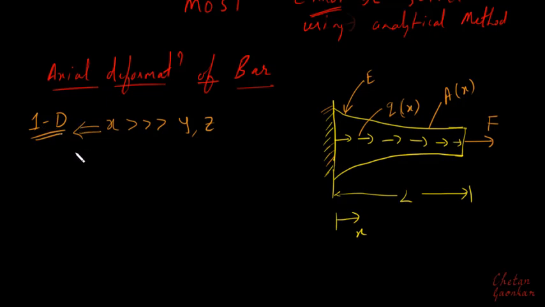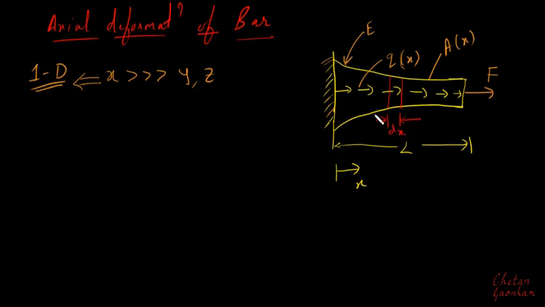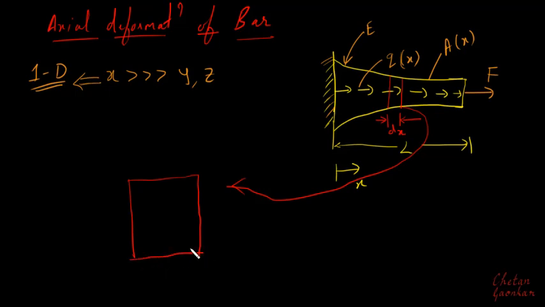All right, now what we'll do is we'll take a small element from this bar. We'll take the small element whose length we'll consider as dx, and if I make it large here, it will look somewhat like this. Fine, this is the length dx. This is the enlarged view of this small element dx.